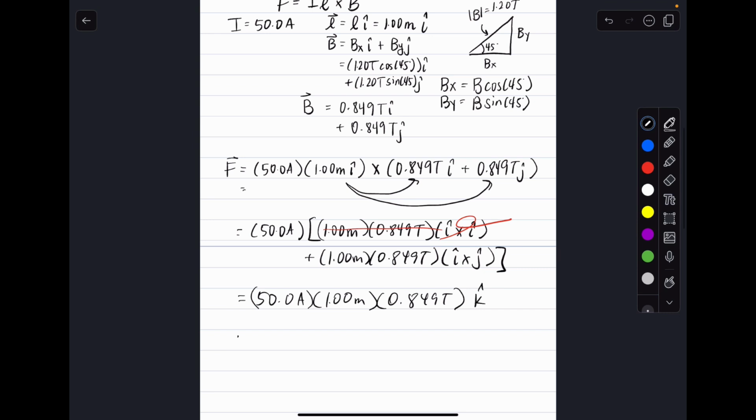So the force then is 50 times 0.849, which is 42.45 Tesla in the K hat. Magnitude 42.45, direction in the K hat.